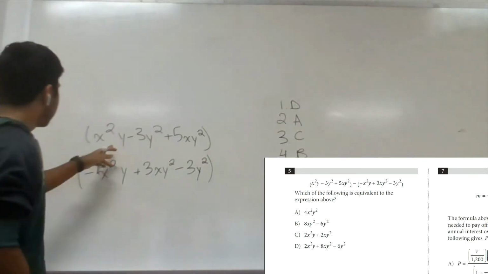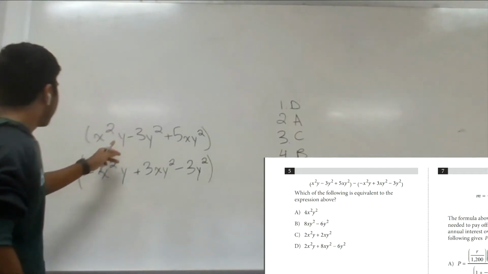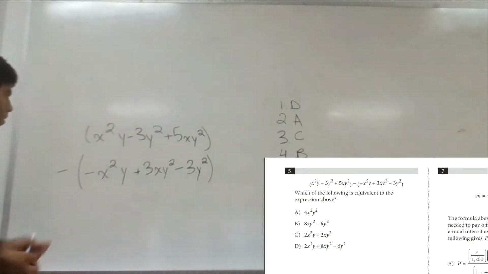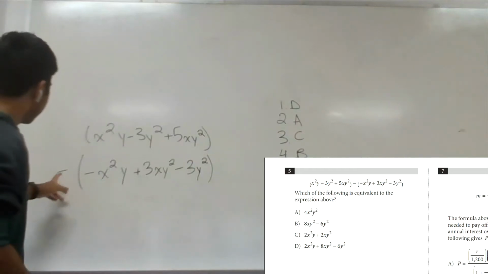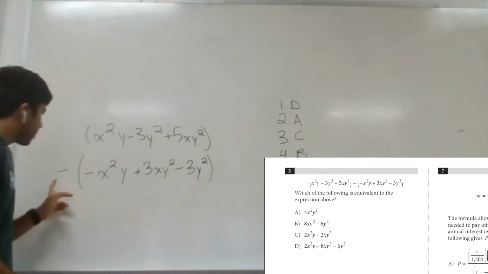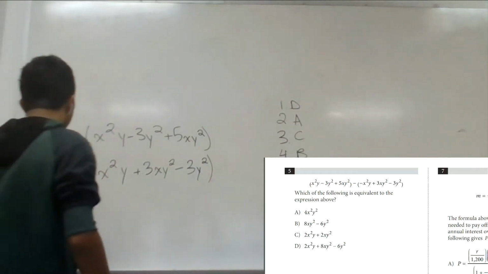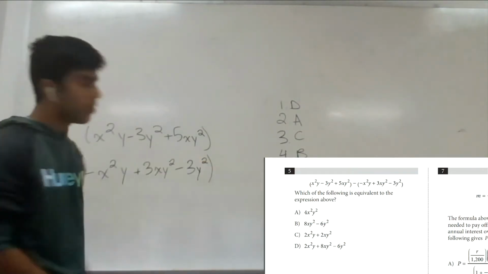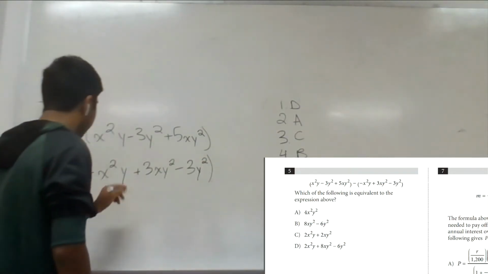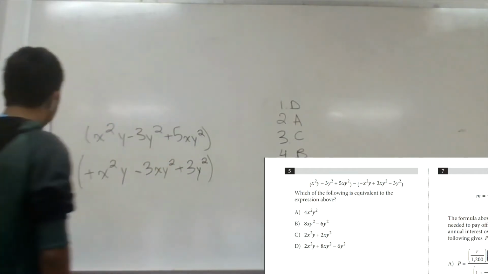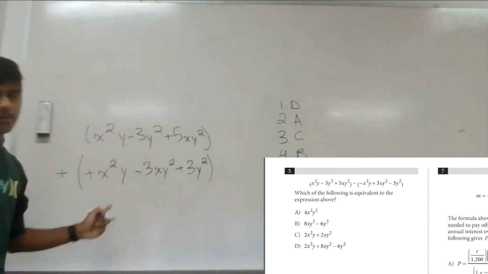All right, we have x squared y minus negative x squared y. So let's see how we're going to do this. We have a negative here. We can distribute the negative through everything. We get rid of this negative sign, but we have to multiply everything inside by negative 1. So this becomes a positive, this becomes a negative, and this becomes a positive.